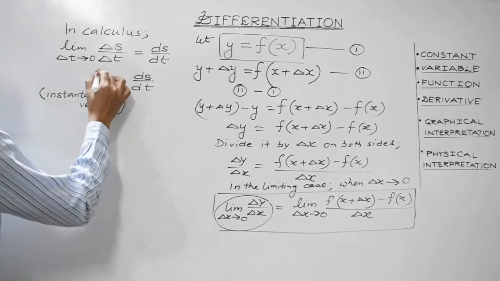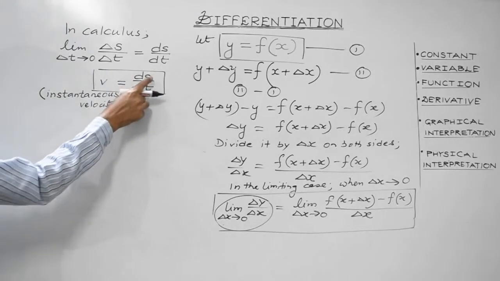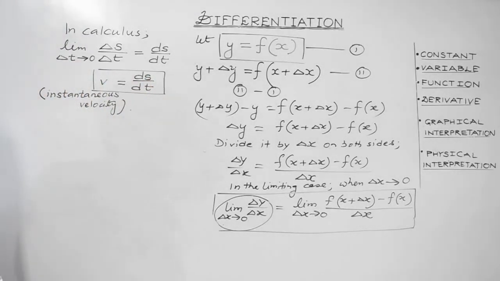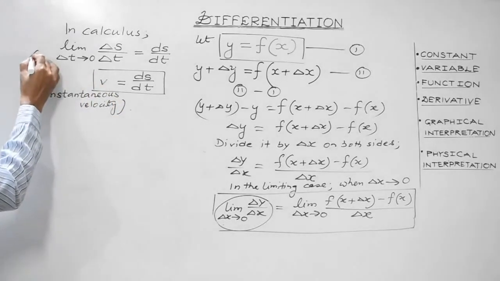Right? So this is one example. The instantaneous velocity is given by the time rate of change of displacement with respect to time, or differential coefficient of displacement with respect to time, or derivative of displacement with respect to time. Right? Another example. This one is the first one.